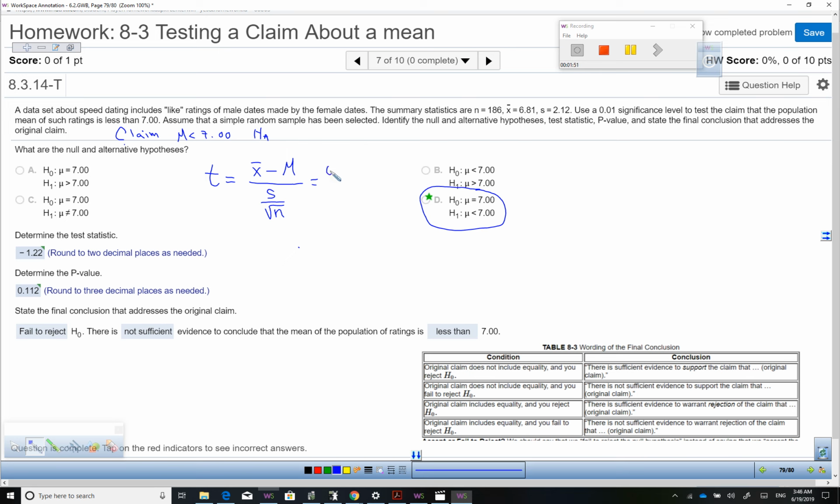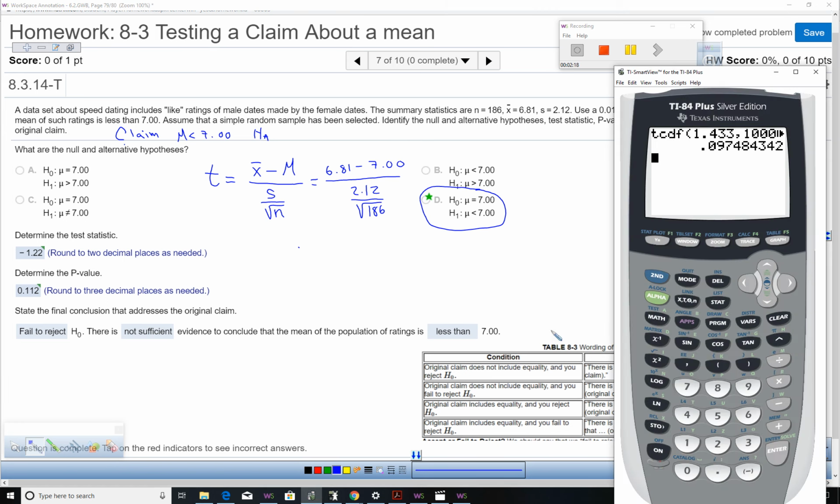That will be 6.81 minus 7.00 divided by the sample standard deviation, which in this case is 2.12, divided by the square root of the sample size, which in this case is 186. Okay, the root of 186 here. And we type this on the calculator.